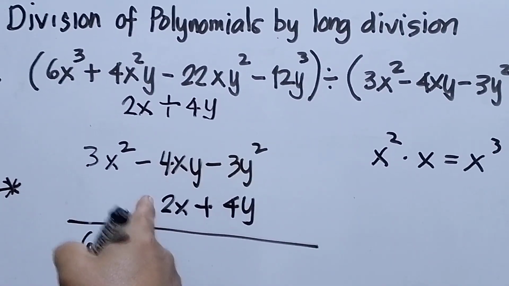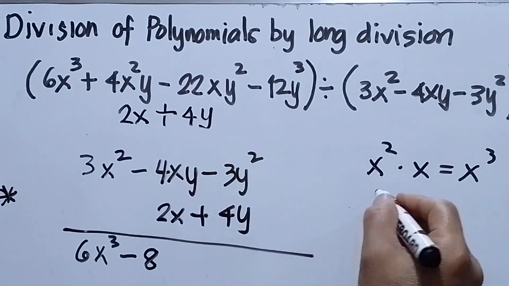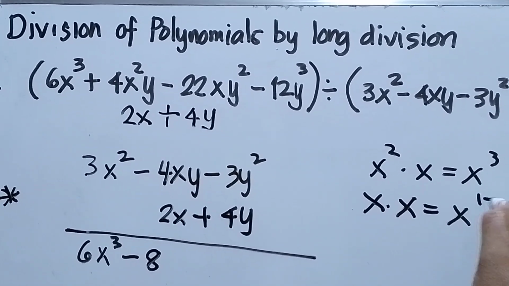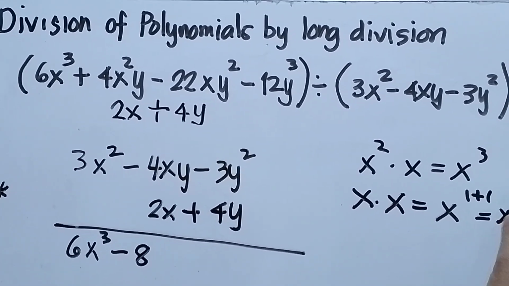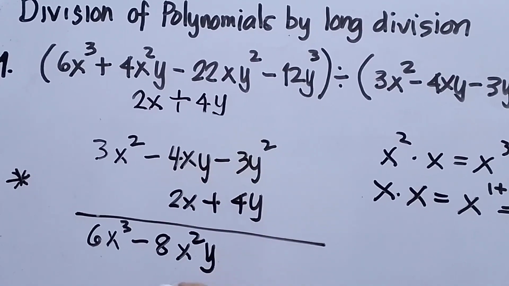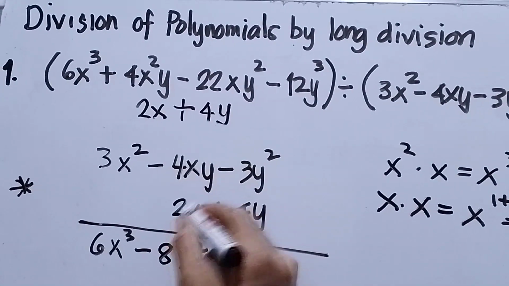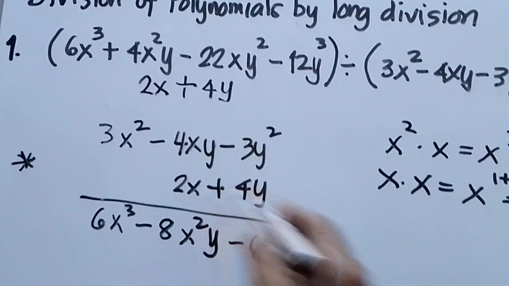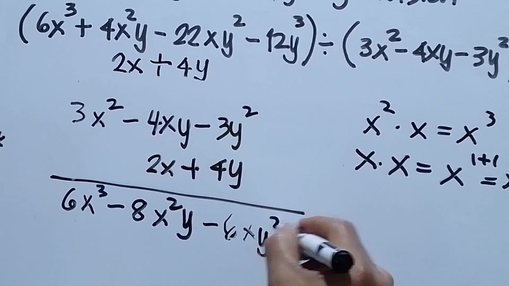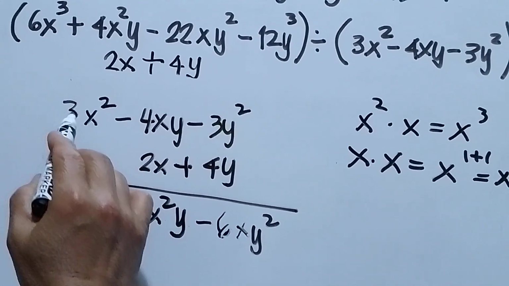So this will be x cubed. Then positive times negative is negative. 2 times 4 is 8. x times x, this will be x to the 1 plus 1, this will be x squared. So this will be x squared, and then copy y. Then positive times negative is negative. 2 times 3 is 6. Copy x. Then copy y squared. Next term, the second term, 4y times this one.